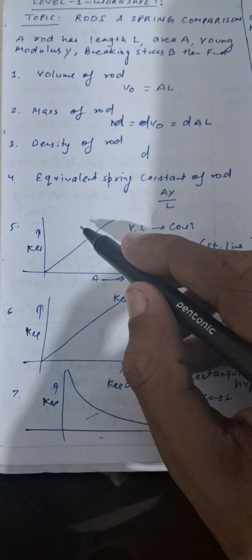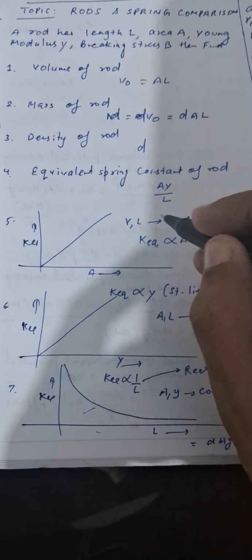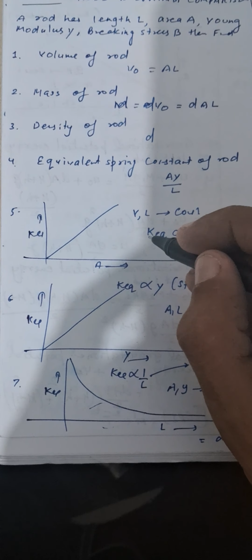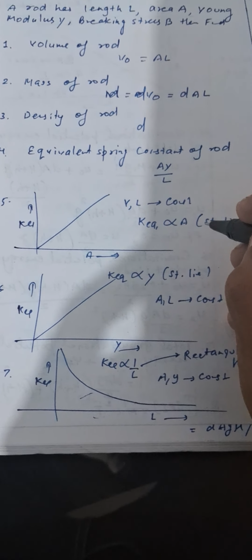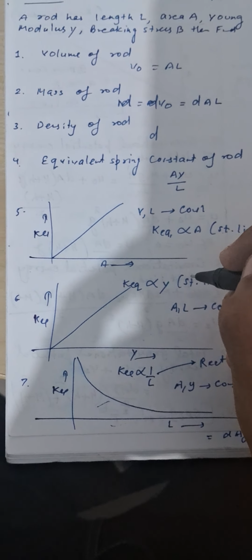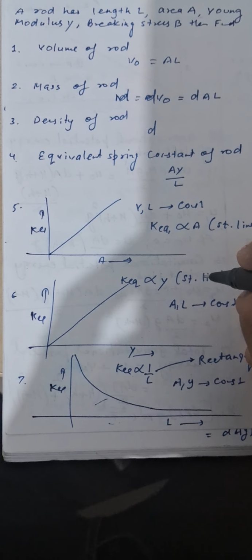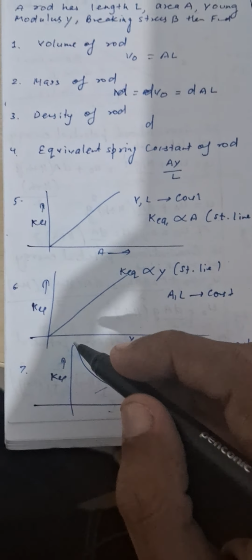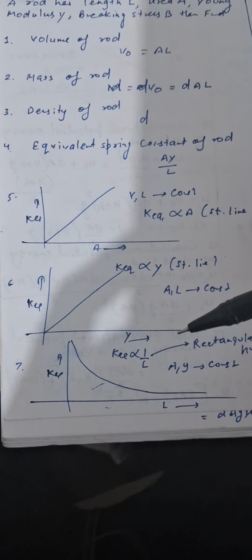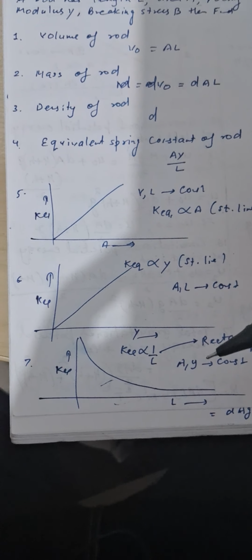Next is graphical variation of K equivalent with area. So here if we assume that Y and L are constant, we can say that K equivalent is proportional to A. So that will make the graph a straight line. Next, K equivalent is proportional to Y, so again the graph will be a straight line. However, if we see the graph between K equivalent and L, it is inversely proportional, so the graph will be a rectangular hyperbola.